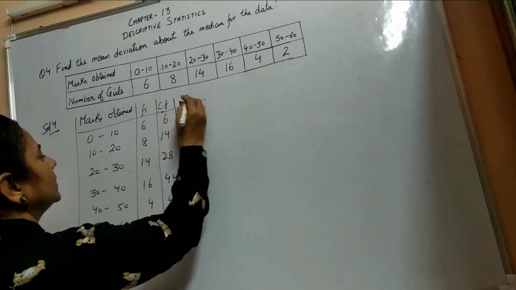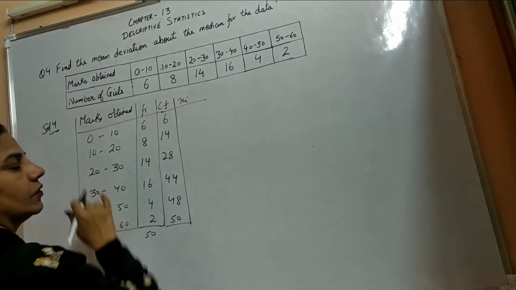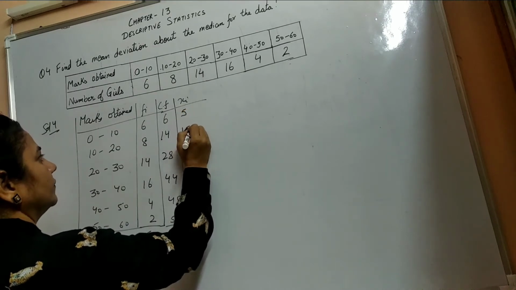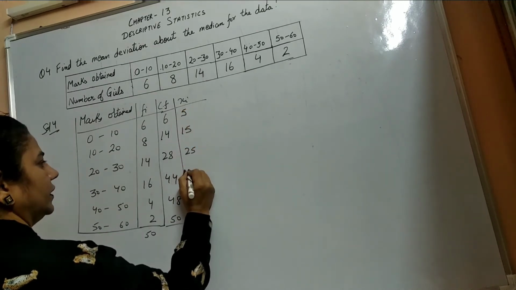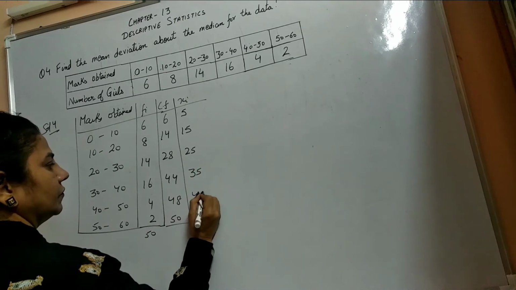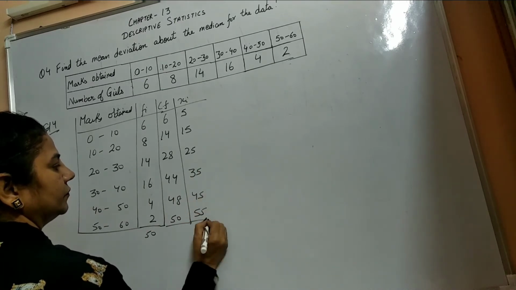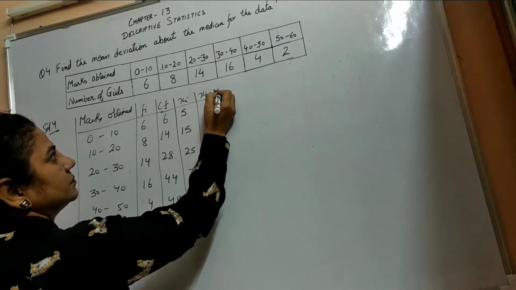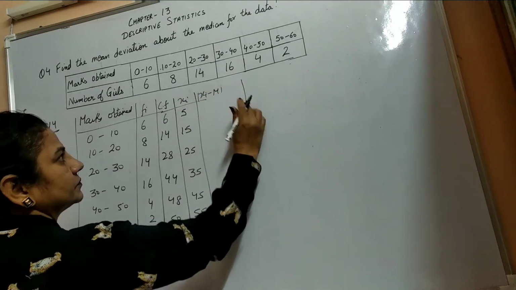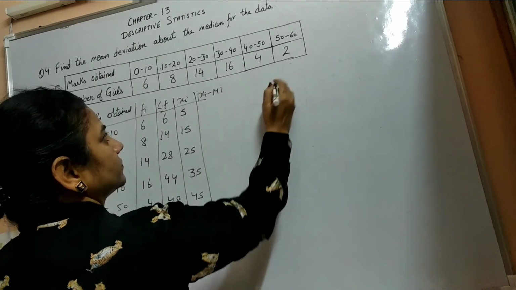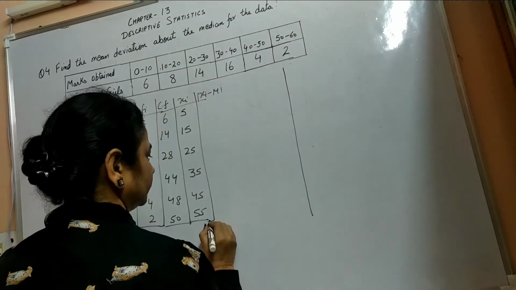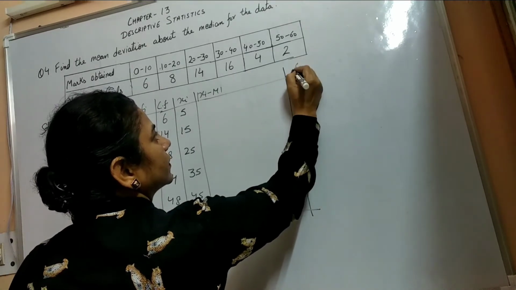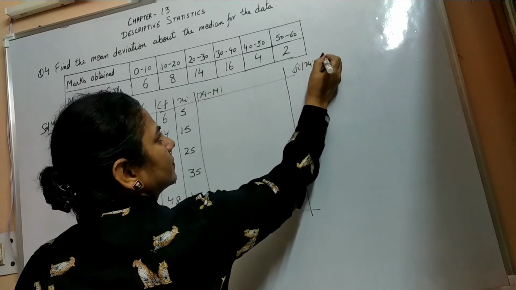What else do I need? I need xi, the midpoint of these intervals: 0 to 10, that is 5, 15, 25, 35, 45 and 55. Then mod xi minus median, then fi mod xi minus median.